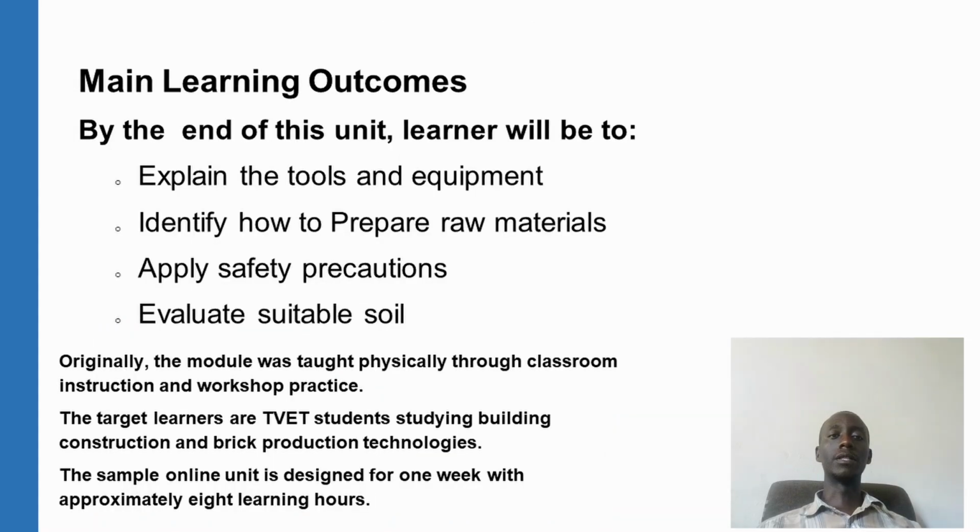The main learning outcomes: by the end of this unit, the learner will be able to explain tools and equipment, identify how to prepare raw materials, apply safety precautions, and evaluate suitable soil. Originally, the module was taught physically through classroom instruction and workshop practice. The targeted learners are TVET students studying building construction and brick production technology. The sample online unit is designed for 1 week with approximately 8 learning hours.